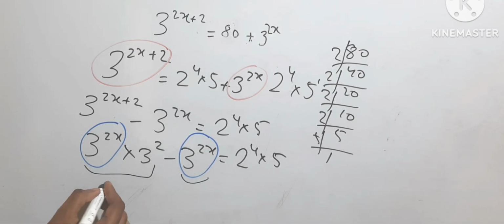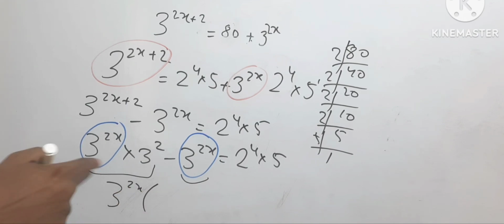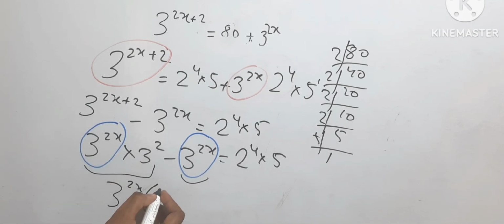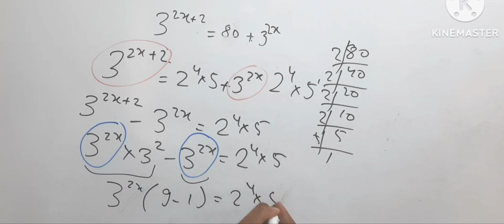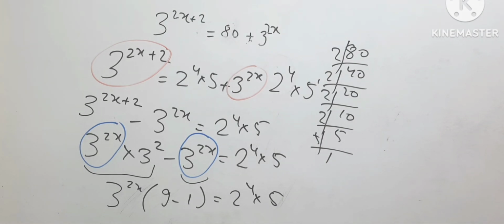So what is common here? 3 to the power 2x is common. Now in this one you have taken 3 to the power 2x, what is left? Only 3 is left, 3 squared, which means 9, minus here, nothing is left, which means 1, equal to 2 to the power 4 into 5. Yes sir. After that, what you have to do?